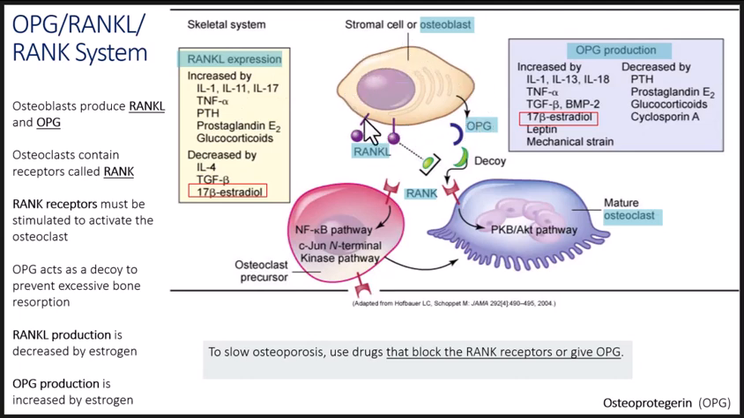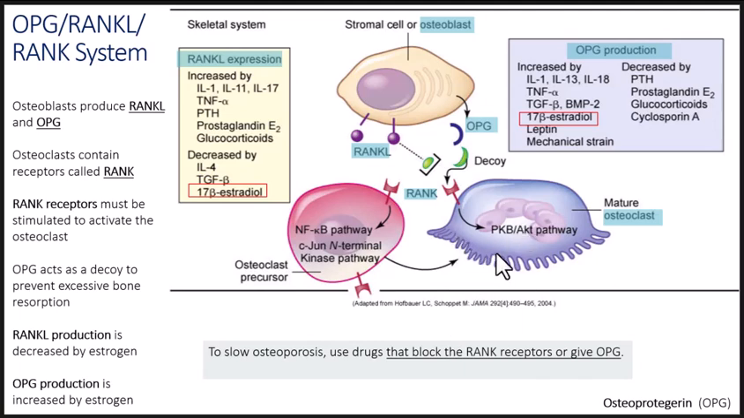This here is an osteoblast, a bone building cell. This osteoblast produces two important substances. One is called RANKL, and that's a cytokine, and the other is called OPG, and this is a glycoprotein.